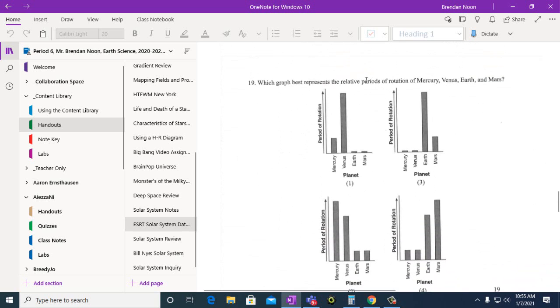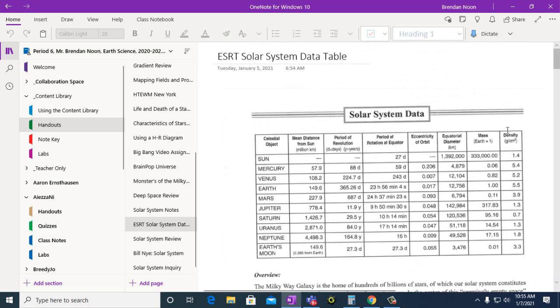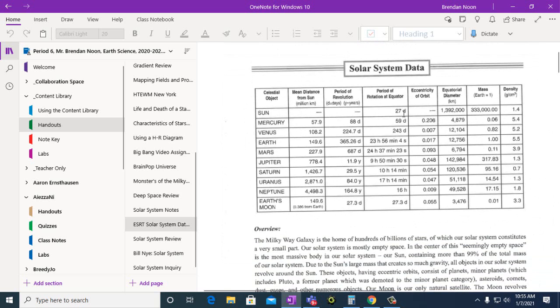Which graph best represents the relative periods of rotation of Mercury, Venus, Earth, and Mars? So we have all these bar graphs of the period of rotation, and we're looking for one that shows a bar graph of these planets. So we go up here to our table and we look for period of rotation. Mercury is 59 days. That's big because we're only 24 hours. And Mars is basically 24 and a half. So Earth and Mars are very close to each other. Mars is just a little bit larger.